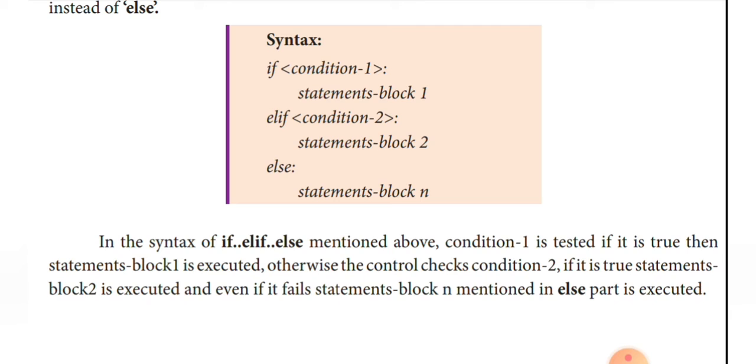In the syntax of if-elif-else mentioned above, condition 1 is tested. If it is true, then statement 1 will be executed. Otherwise, the control checks condition 2. If condition 2 is true, then statement 2 will be executed. So when this condition is also false, automatically it executes the else part of the program. Okay, is it clear? If it is true, statement block 2 is executed, and if it fails, that is, both condition 1 and condition 2 are false, then the else statement block will be executed.